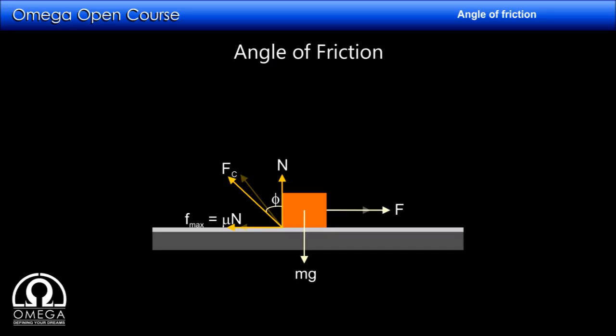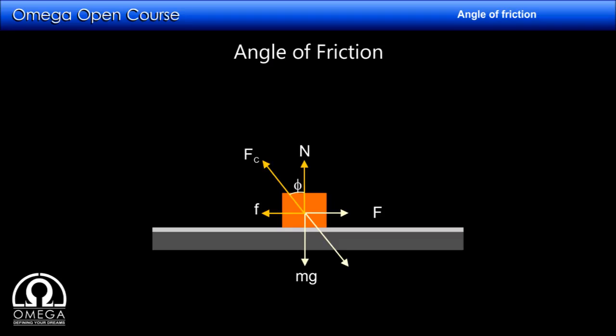When the block is on the verge of slipping, the force of friction is equal to mu times normal. If the angle of friction at this instant is phi, then tan phi is given by mu N divided by N, that is mu, which implies phi is equal to tan inverse mu. Thus, tan inverse mu is the maximum value of angle of friction. If external force is increased further, the block starts moving, but the value of friction force remains mu times N and thus the angle of friction remains fixed at tan inverse mu.